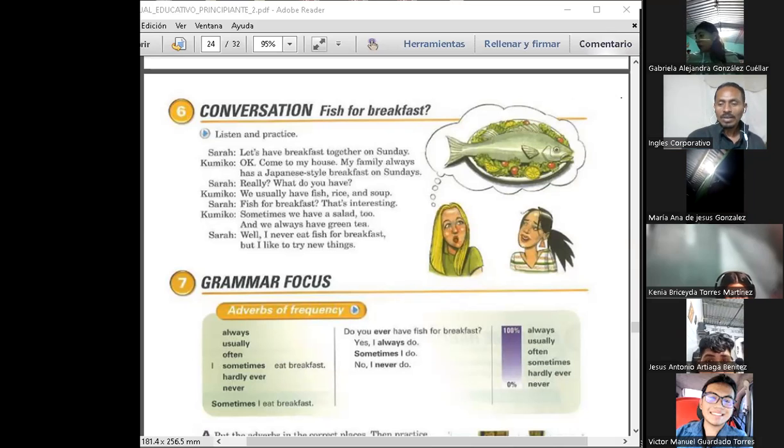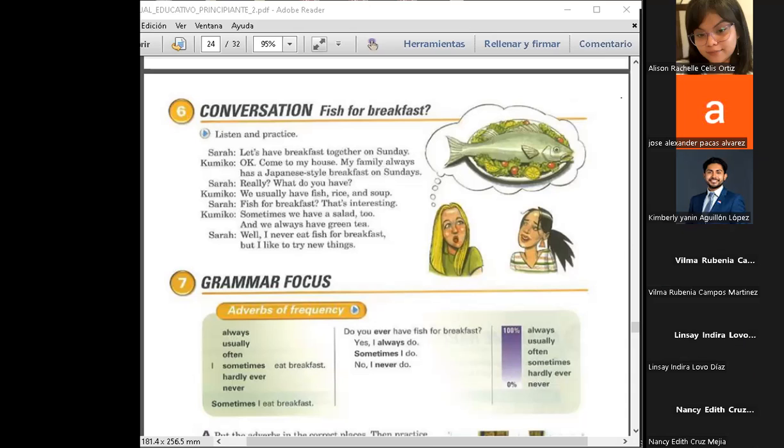Next. Now, I'm going to read, okay? Just listen for intonation and pronunciation. It says, let's have breakfast together on Sunday. Okay, come to my house. My family always has a Japanese-style breakfast on Sundays. Really? What do you have? We usually have fish, rice, and soup. Fish for breakfast? That's interesting. Sometimes we have a salad too, and we always have green tea. Well, I never eat fish for breakfast, but I like to try new things. Next.